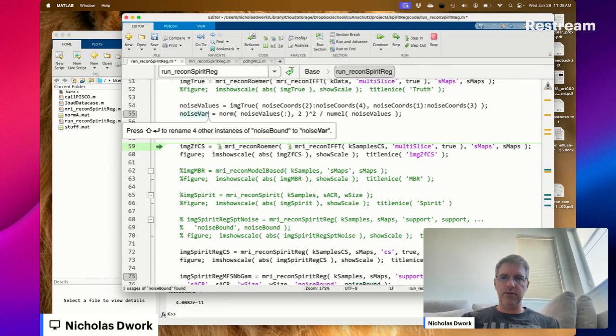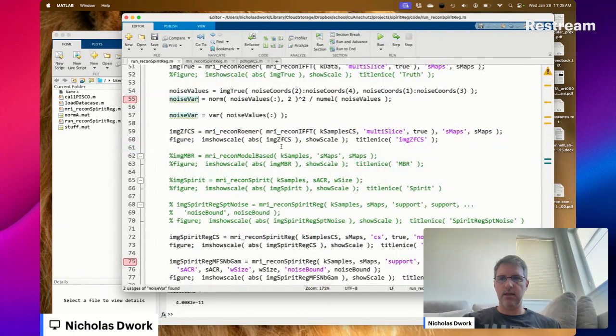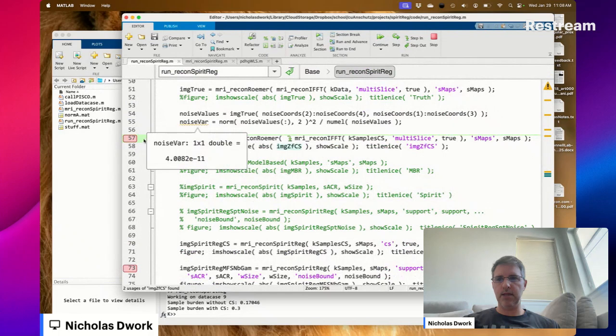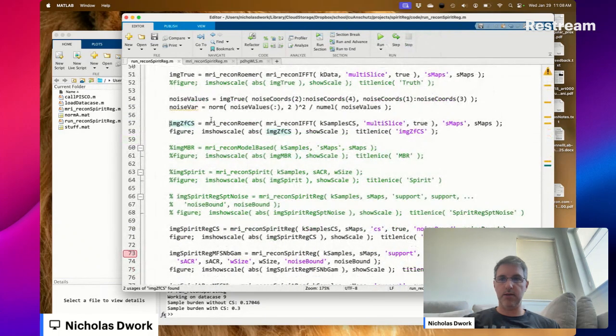So let's call it noise variance instead. I guess we can do it like that, can't we? It's cleaner to do it this way because it makes it more clear what the constraint is in the optimization problem. Nevertheless, noise variance should be 4 times 10 to the negative 11. That's about right. That is right.